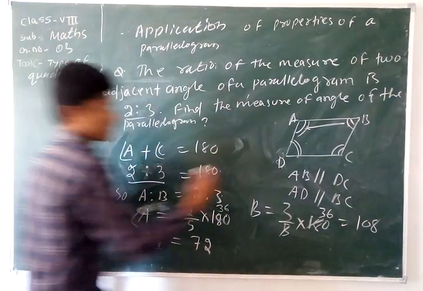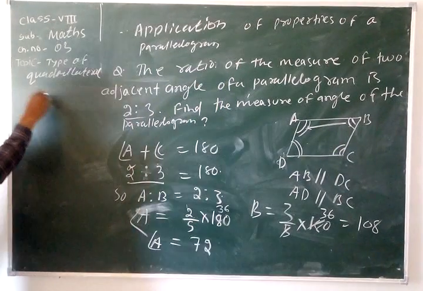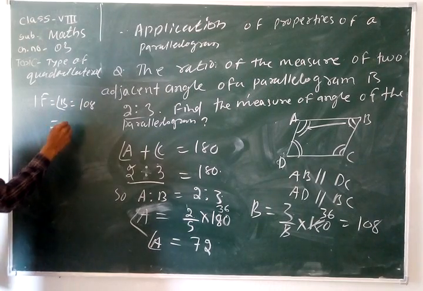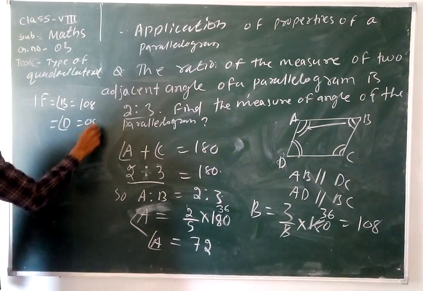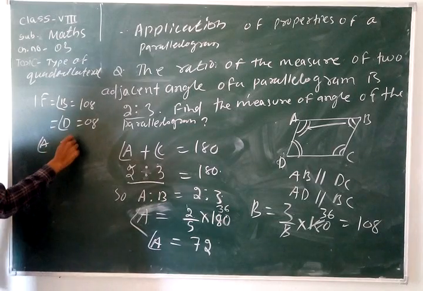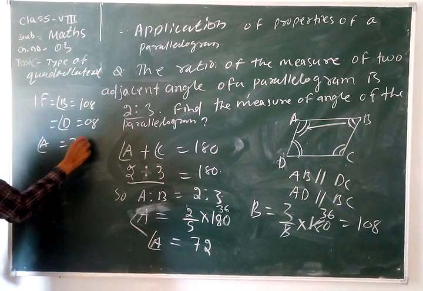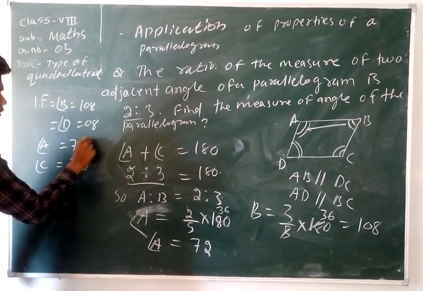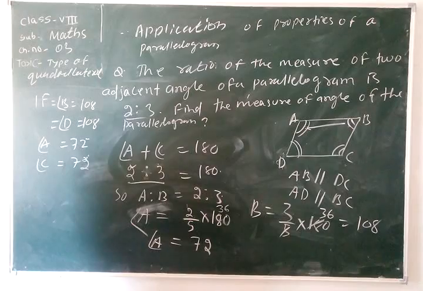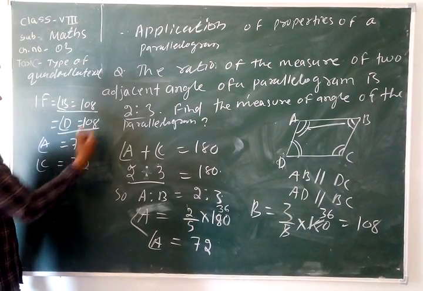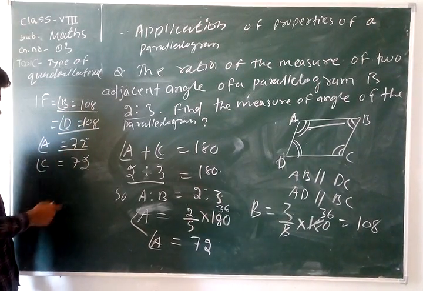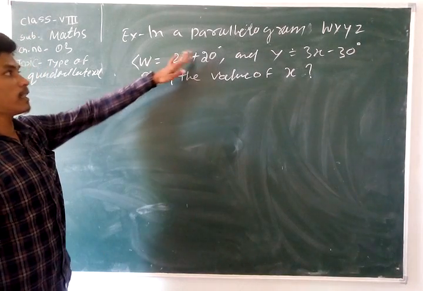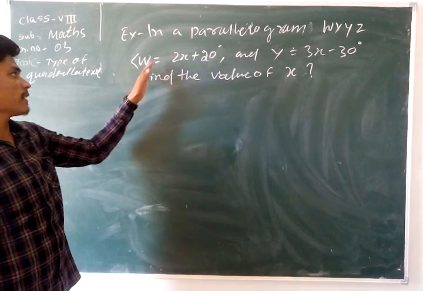Then the measure is: B equal to 108, and A equal to 72. Then C is also 72, because opposite angles are equal. And D equal to 108. Clear?